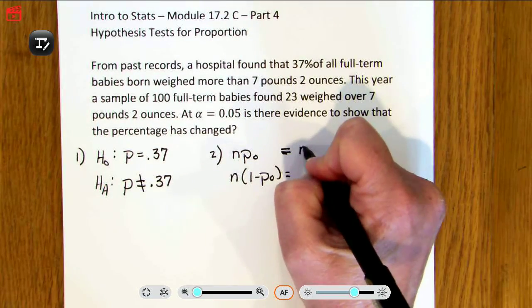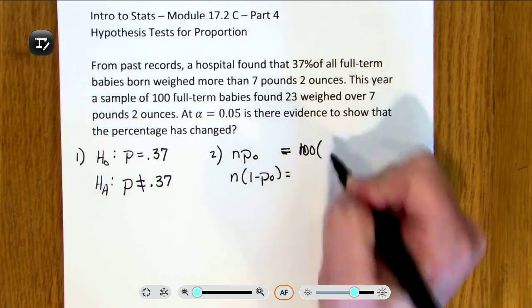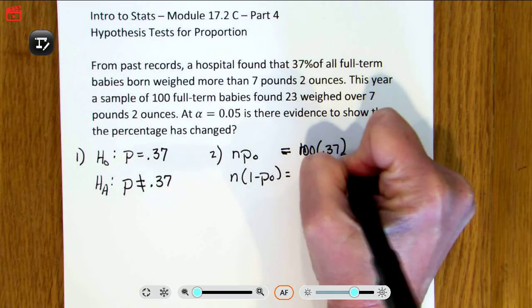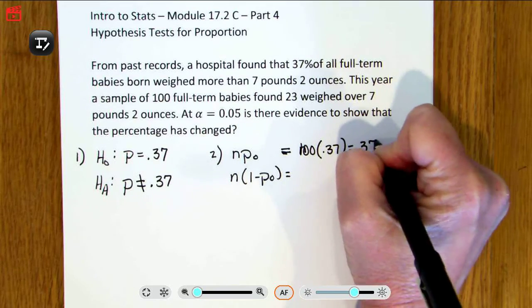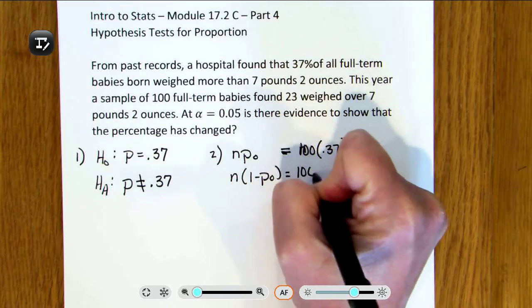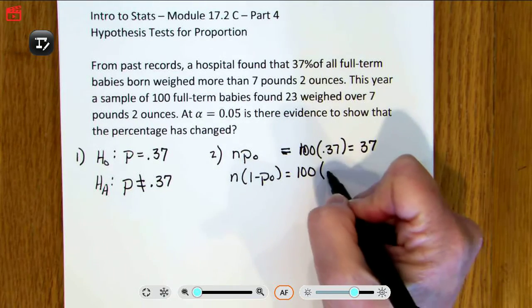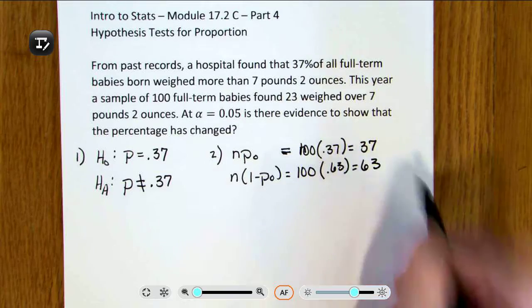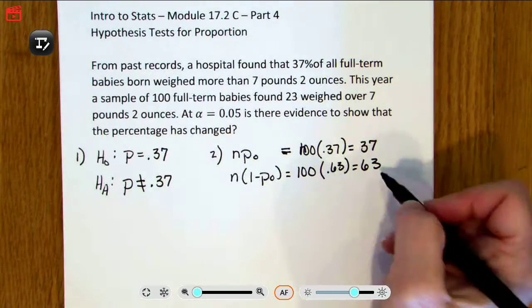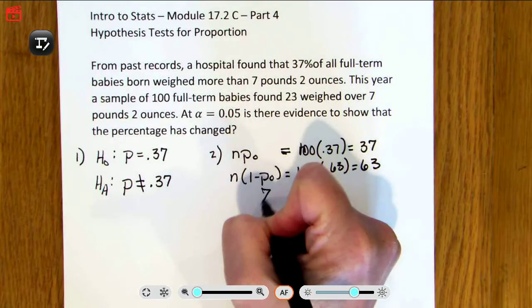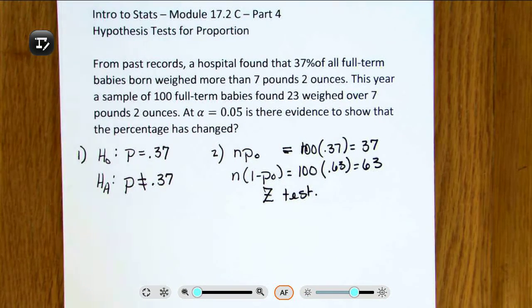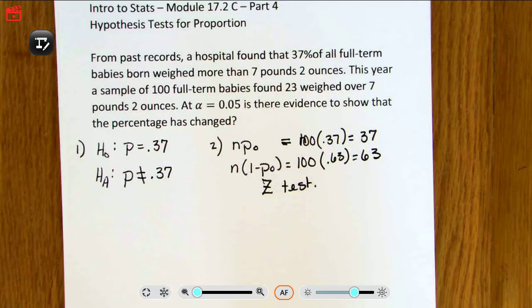So in this case, we have our n, which is the 100. Our p0 is that 0.37, which gives me 37. Here we'll take that 100 times my 0.63, which gives me 63. Both of those are bigger than 10, so we can use our z-test to keep going forward.